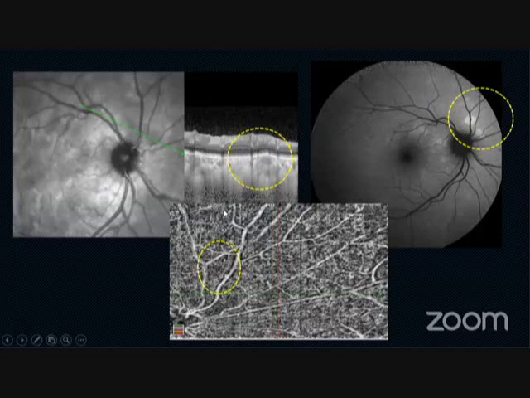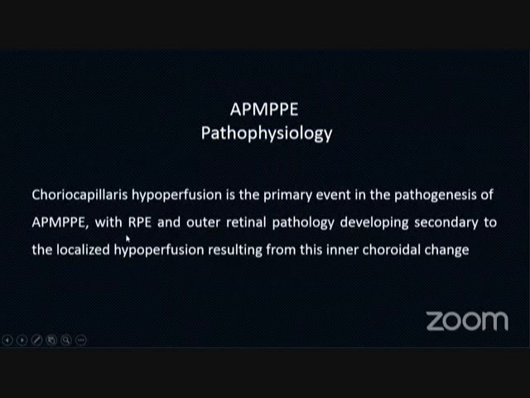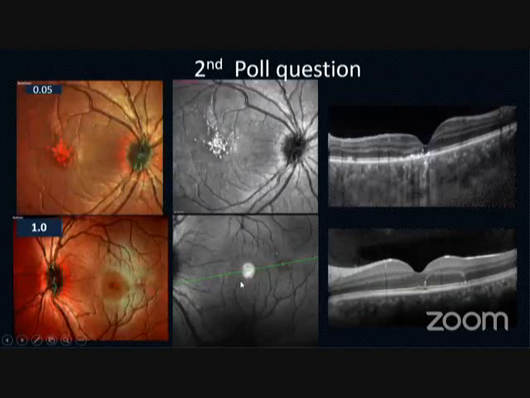So MP, the pathophysiology of MP is believed to be hypoperfusion of the choriocapillaris being the primary event, while the RP and the outer retinal pathology occur secondary to the localized hypoperfusion resulting from these inner choroidal changes. And this is the second poll question.